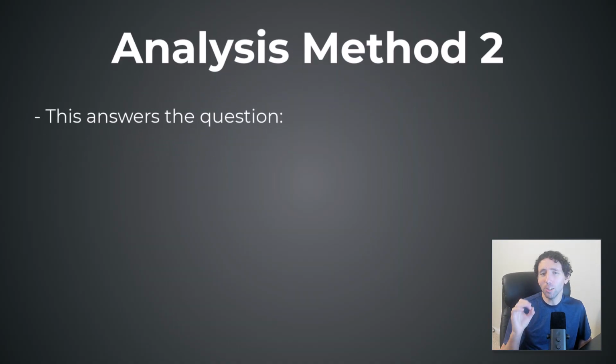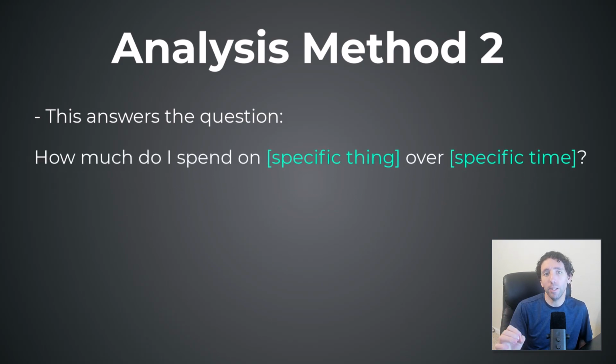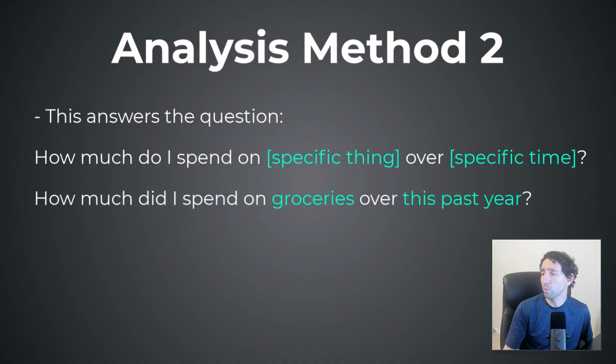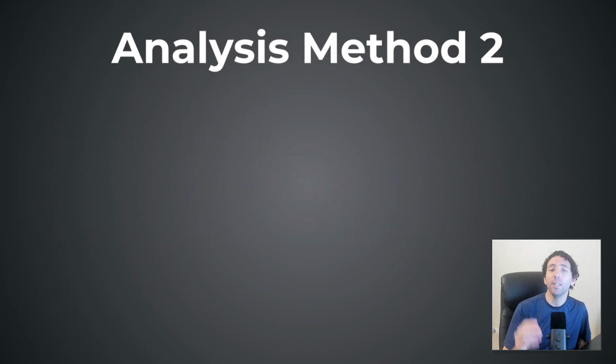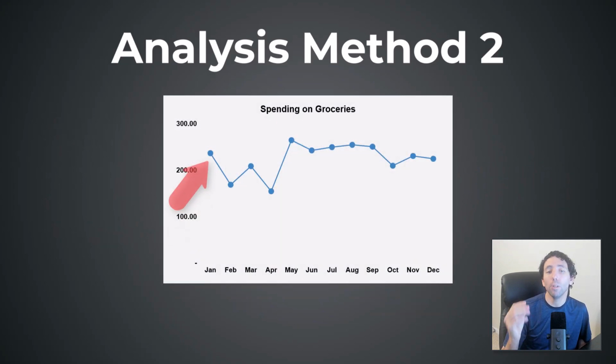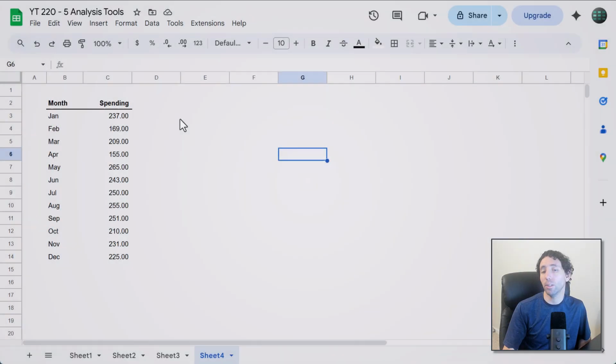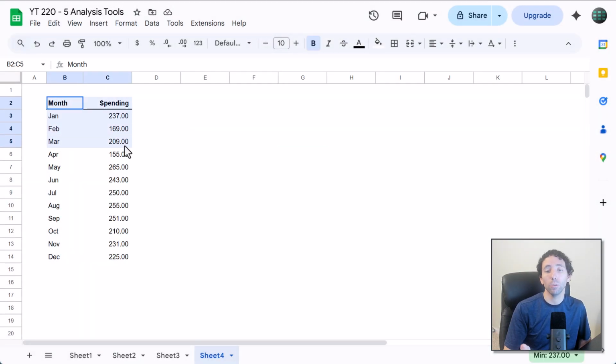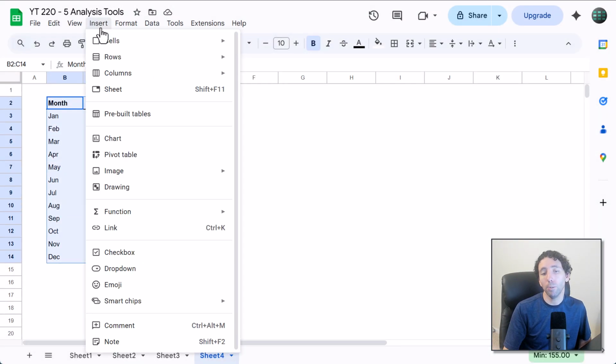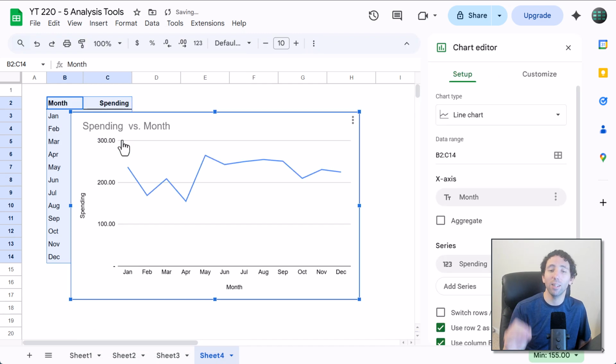This technique answers the question, how much do I spend on a specific thing over a specific time frame? For instance, how much did I spend on groceries over this past year? The best way to see a trend through time is to create a line chart. You can pinpoint the totals for individual time periods, and you can also see how everything changes from point to point. To create a line chart within Google Sheets, just calculate the totals for each time period and use the built-in charting feature to create the line chart.